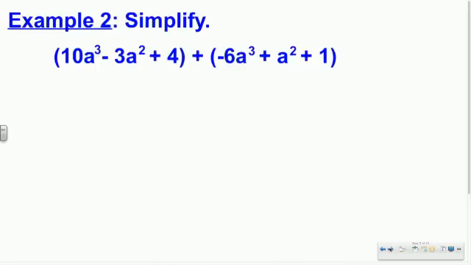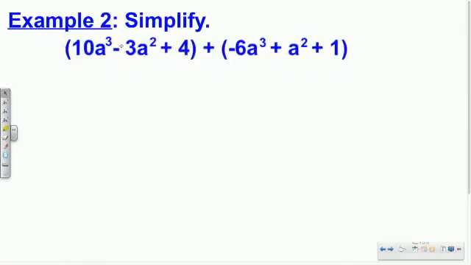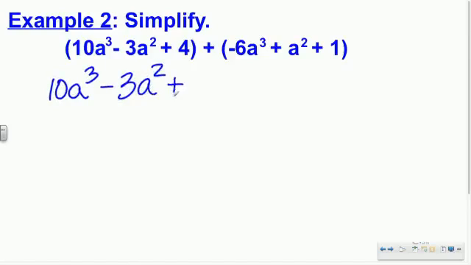All right. 10a cubed minus 3a squared plus 4. And we're going to add that to negative 6a cubed plus a squared plus 1. All right, let's bring that up a little bit. Okay, so remember step 1 is rewrite the problem. And when we're adding, essentially that's just breaking the terms out of the parentheses. Okay, so 10a cubed minus 3a squared plus 4.